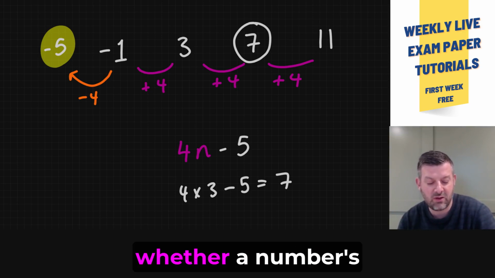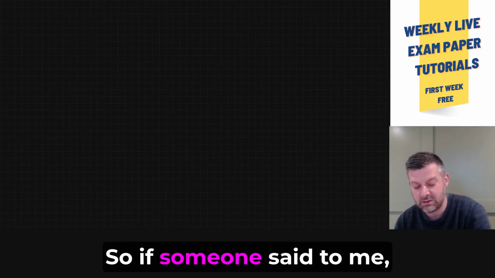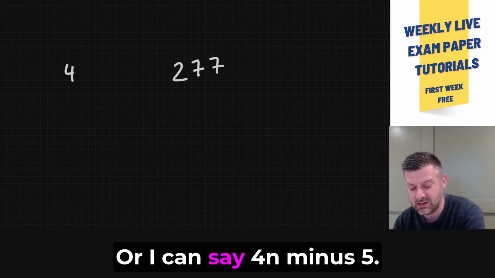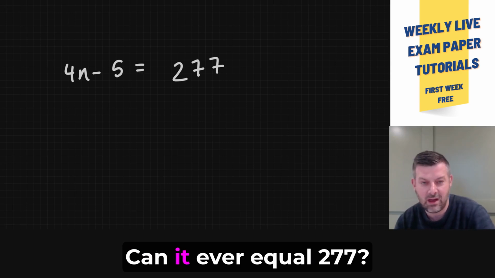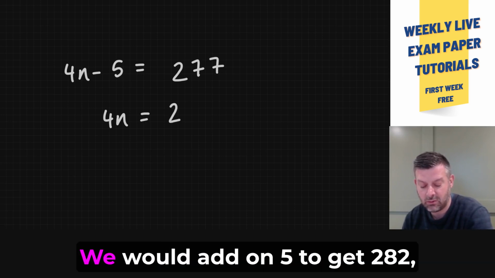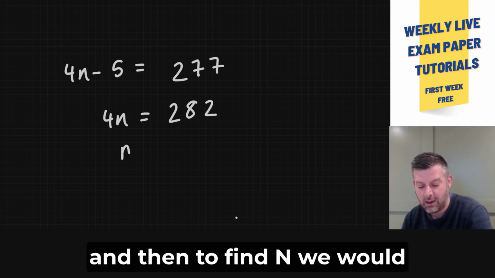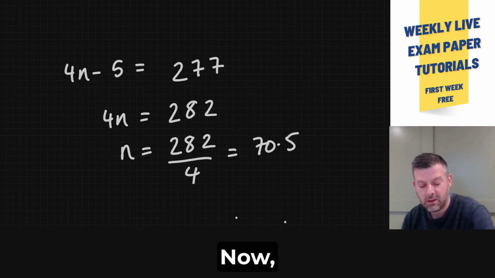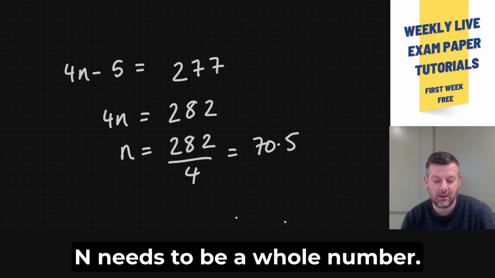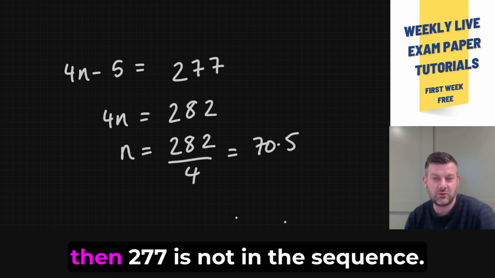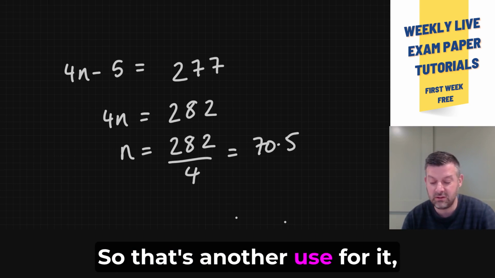We could also use it to check whether a number's in the sequence. So if someone said to me, is 277 in the sequence? Well, I can say 4n minus 5, can it ever equal 277? So we would solve this linear equation. We would add on 5 to get 282. And then to find n, we would divide 282 by 4. And we get 70.5. Now, n needs to be a whole number. It has to be an integer, the maths word for that. So if we're getting 70.5 here, then 277 is not in the sequence. So that's another use for it.